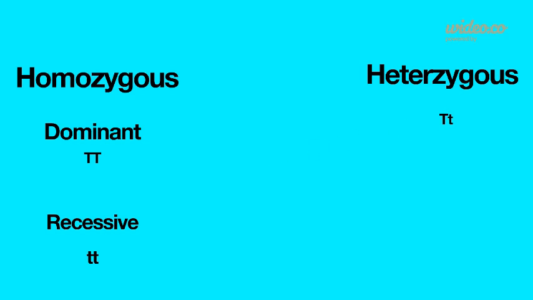The phenotype of the heterozygous individual will be the same as the dominant trait phenotype, because the dominant trait only needs one dominant allele to be physically represented, as I explained earlier when we were talking about phenotypes.